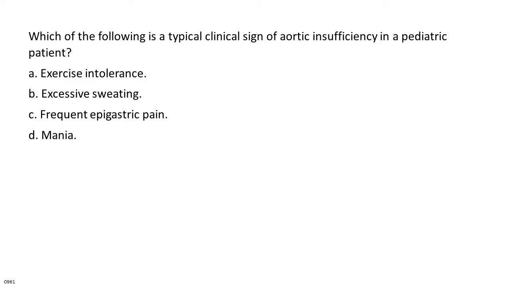Which of the following is a typical clinical sign of aortic insufficiency in a pediatric patient? A. Exercise intolerance. B. Excessive sweating. C. Frequent epigastric pain. D. Mania.